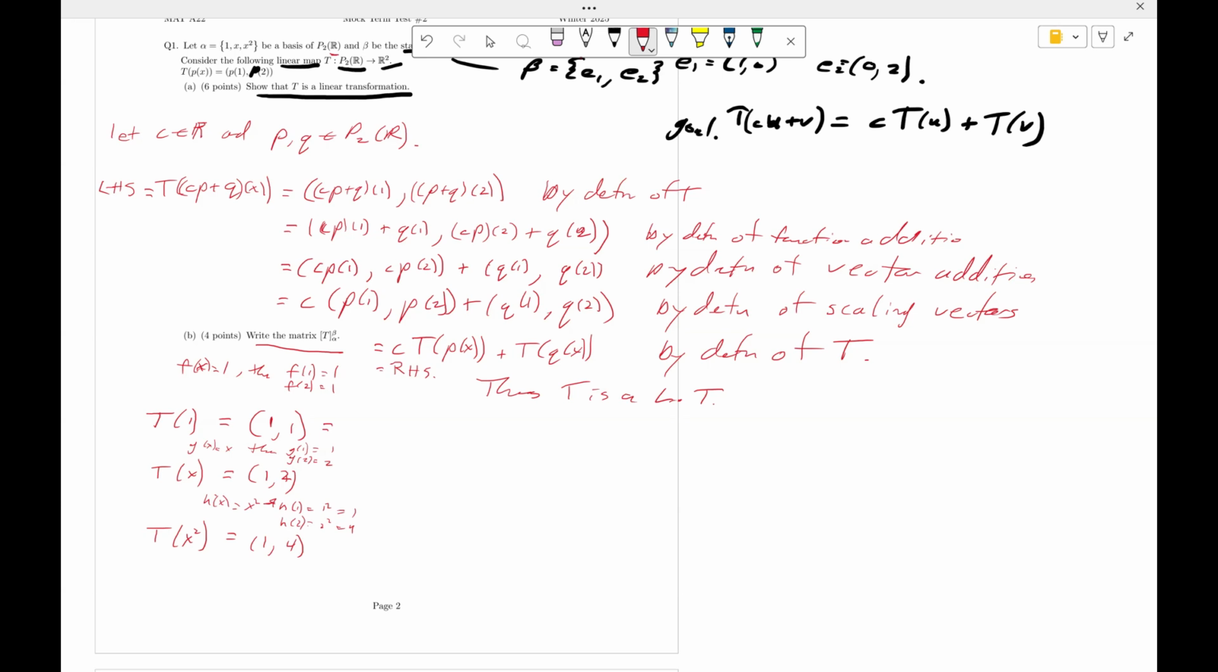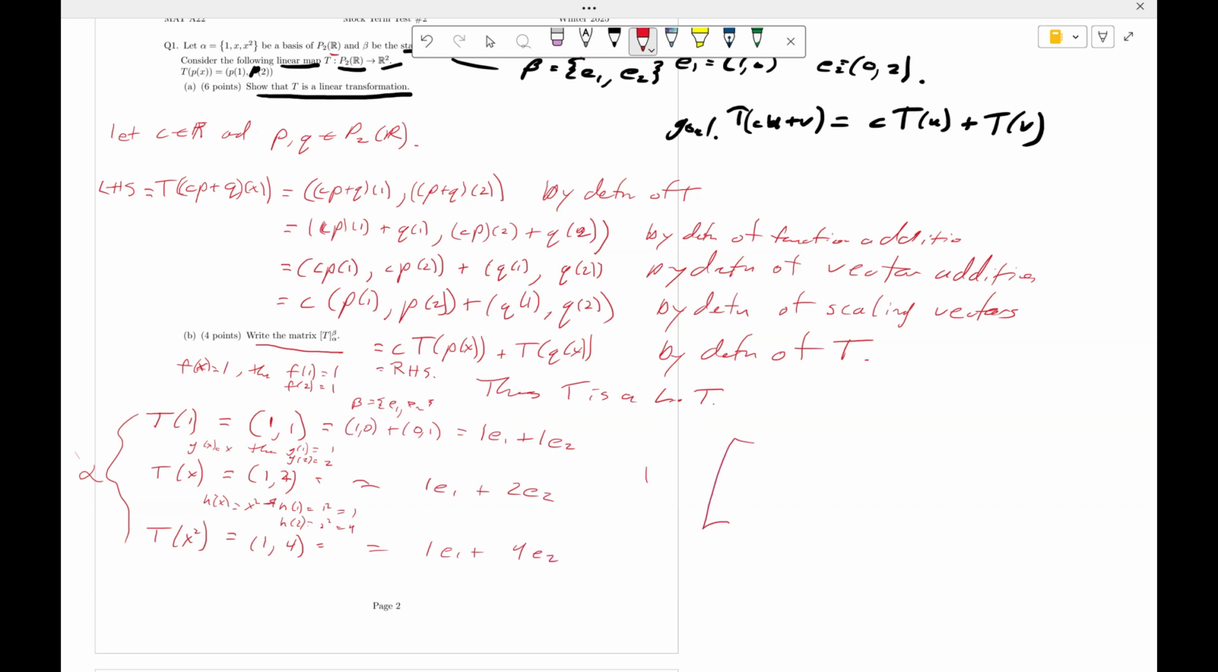Now, I have to write each of these outputs using the basis beta. So this was going through alpha, and now I have to express these using beta. So this is 1, 0 plus 0, 1, which equals 1 E1 plus 1 E2, because the basis beta equals the set E1, E2. In a similar argument, we get that it's 1 E1 plus 2 E2. And here we get that it's 1 E1 plus 4 E2.